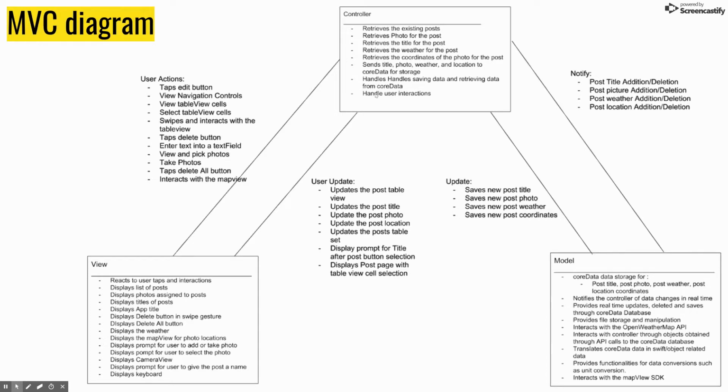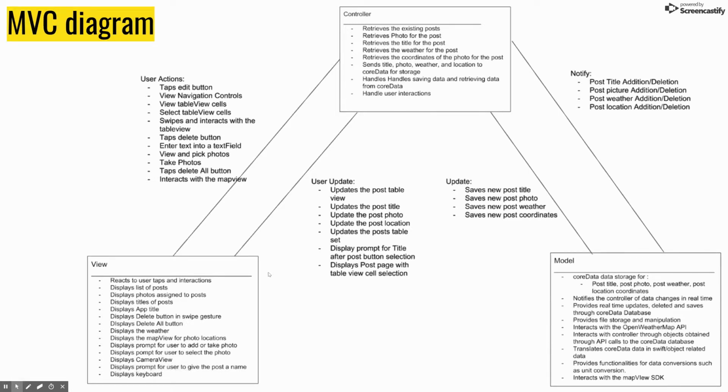Now, on the topic of user interactions, when the user selects an item or swipes or does any sort of interaction, this information gets passed to the view, and the view will display the information such as the list of posts, such as photos and titles. It also will display items like the weather and the camera view if the user is taking a photo.